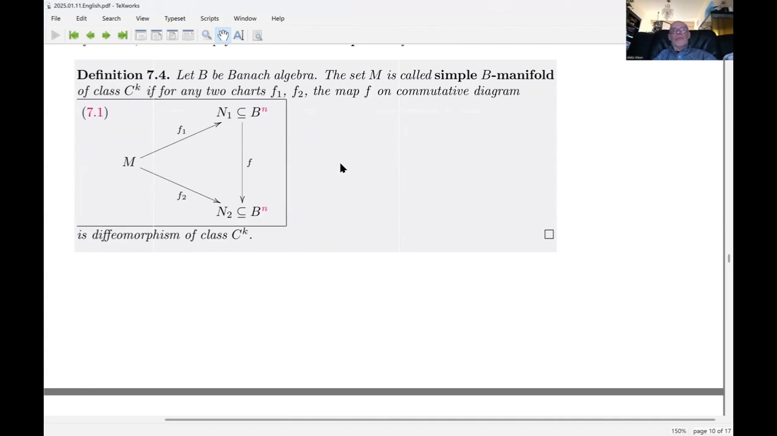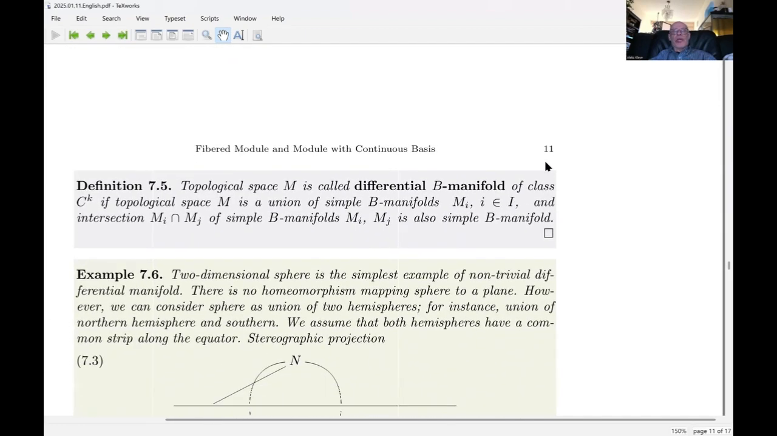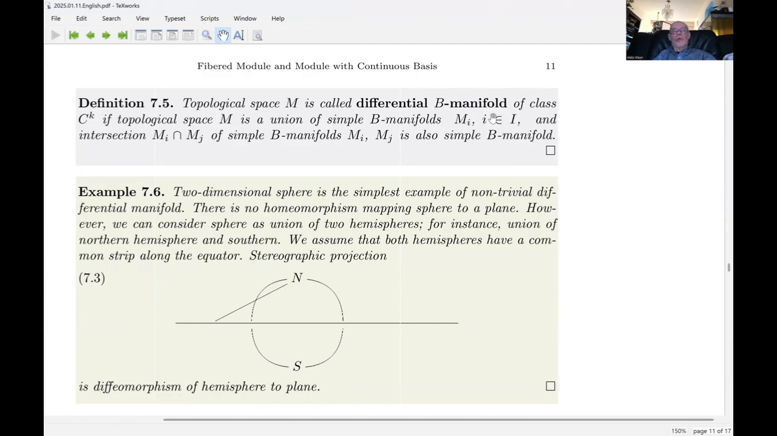Definition. Let B be a Banach algebra. The set M is called a simple B-manifold of class Ck if for any two charts F1, F2, the map F on commutative diagram 7.1 is a diffeomorphism of class Ck. Next definition. Topological space M is called a differential B-manifold of class Ck if topological space M is a union of simple B-manifolds Mi and the intersection of simple B-manifolds Mi, Mj is also a simple B-manifold.